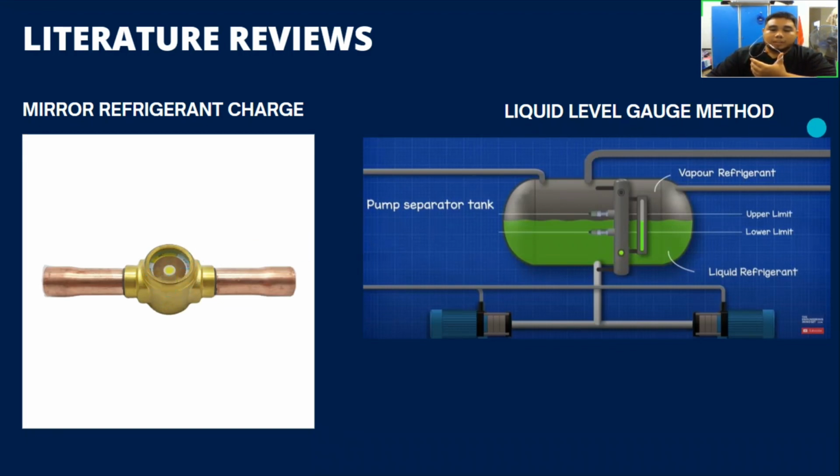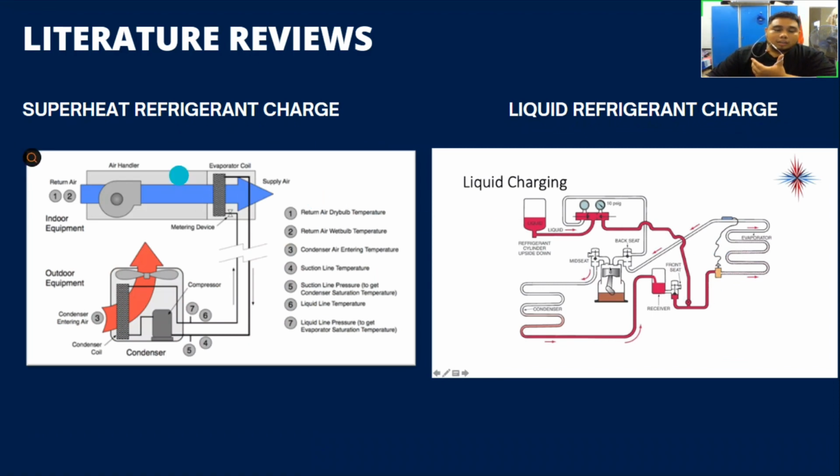The next one is the liquid level gauge method. In this case, there will be a tank which contains the refrigerant. There is an upper limit and a lower limit. When the refrigerant reaches the lower limit, we have to fill accordingly. The next one is superheat refrigerant charge. This uses temperature according to the refrigerant charge. There will be a chart for each type of gas according to the temperature, showing the amount of refrigerant to be refilled.